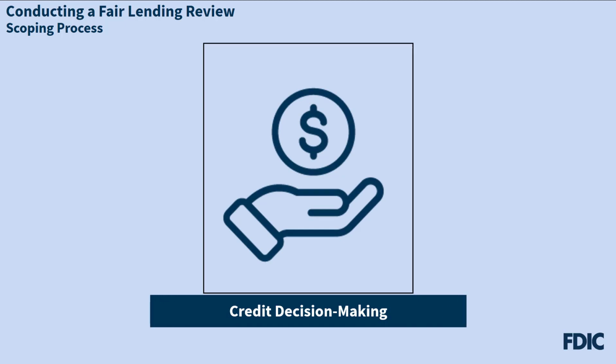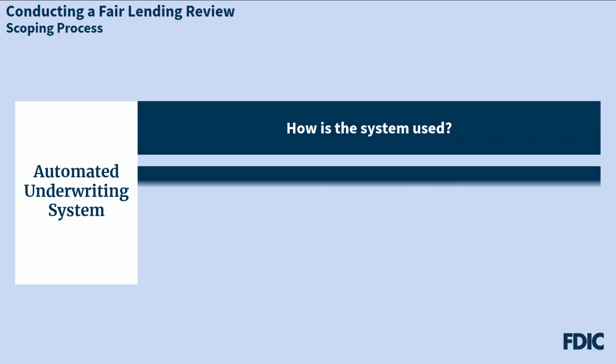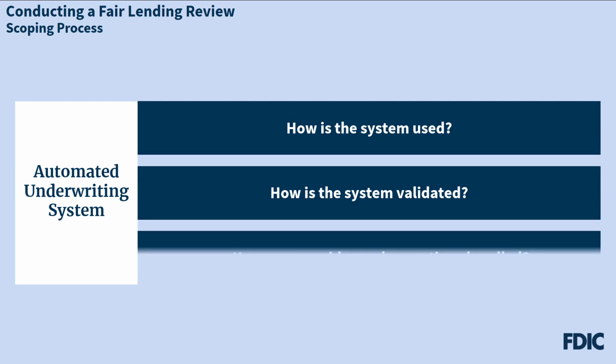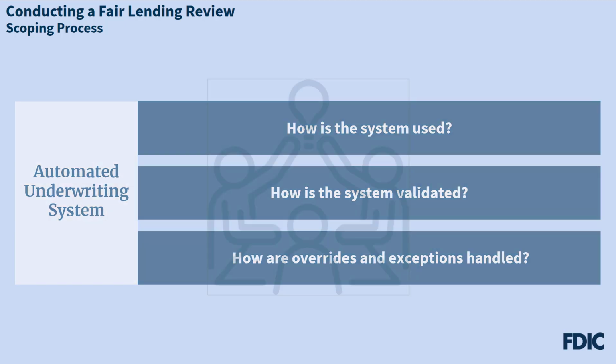The scoping process also includes understanding how systems are used to make credit decisions. For example, if a bank uses an automated underwriting system, questions may include how the system is used, how the bank validates the system, and how the bank handles overrides and exceptions to the system.